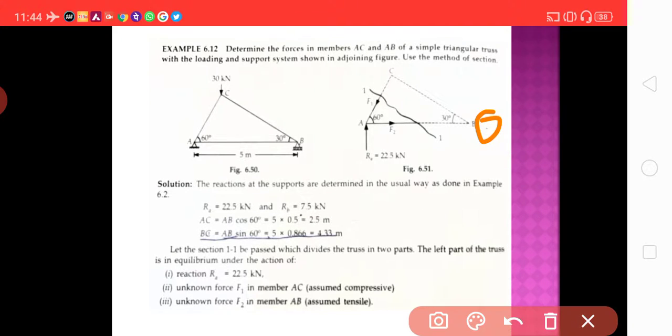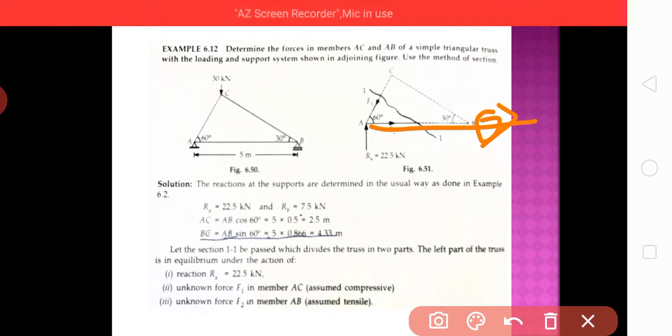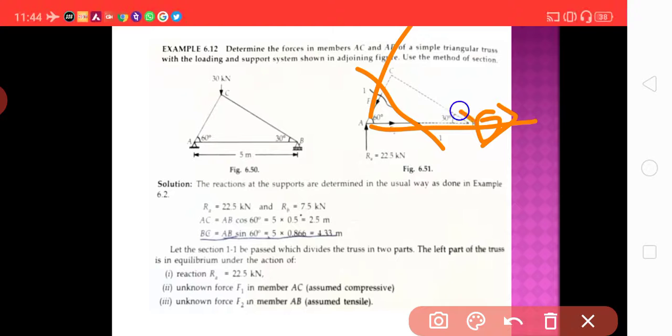We have chosen the moment center at B, then F2 is passing through this, and we are taking the forces on only one side of the plane, that is this plane. We are taking the forces on the left hand side only. So you can say that this force F1, its line of action is this, and this is vertical to it.